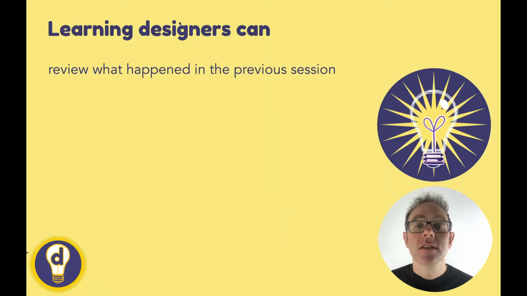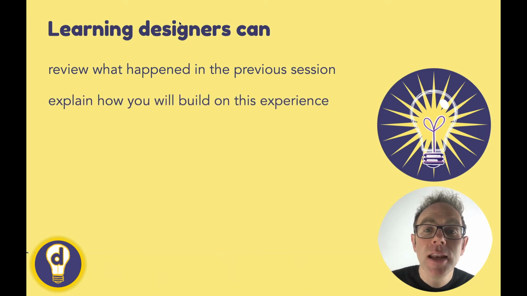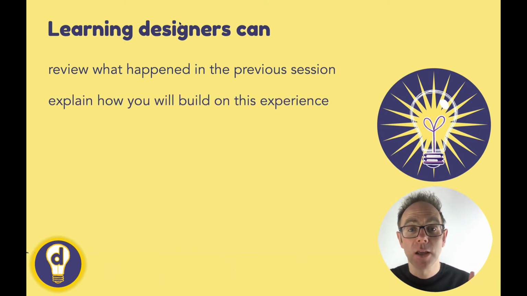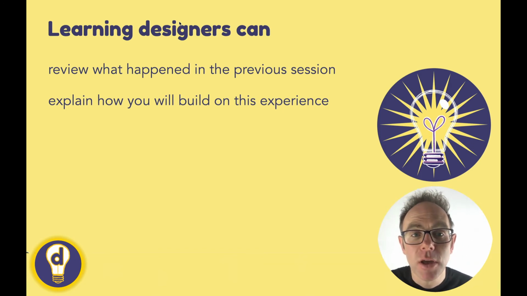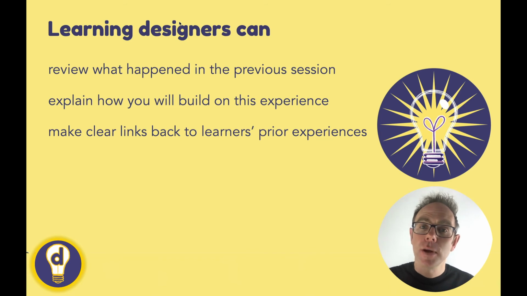So, how can learning designers and educators use reception learning? To visualize what reception learning looks like in the classroom or the lecture, I'm going to borrow the steps from the excellent book called Learning Theory Simplified by Bob Bates, which I highly recommend. It's brilliant. To use reception learning, start by reviewing what happened in the previous teaching session, then explain how you're going to build on this experience in the current session, making sure you use simple language and concepts that your learners are familiar with. As you present the new information, make clear links and connections back to what learners covered in the previous session.